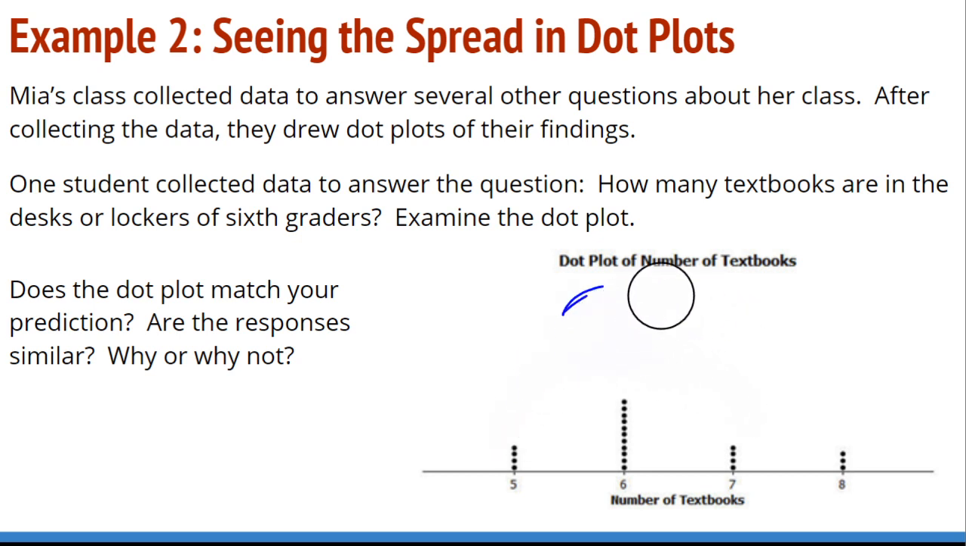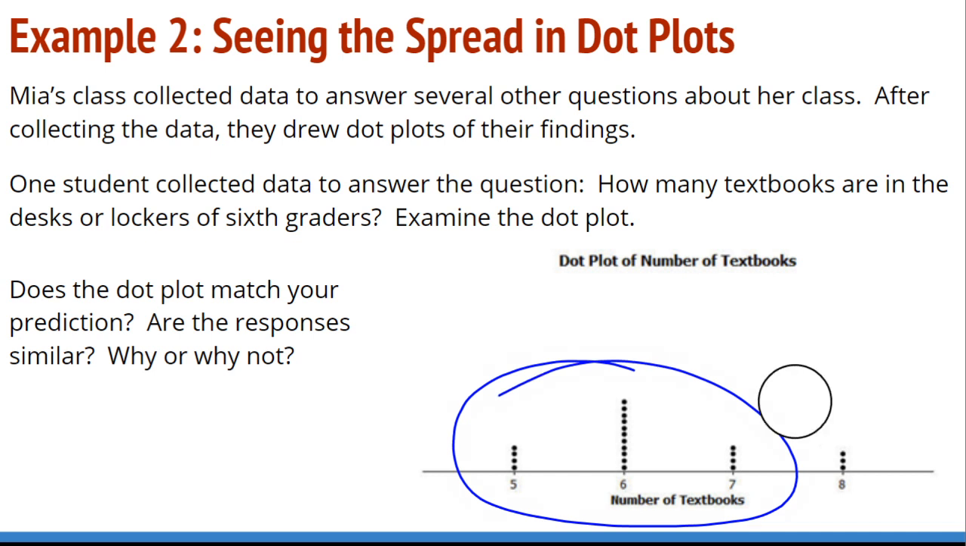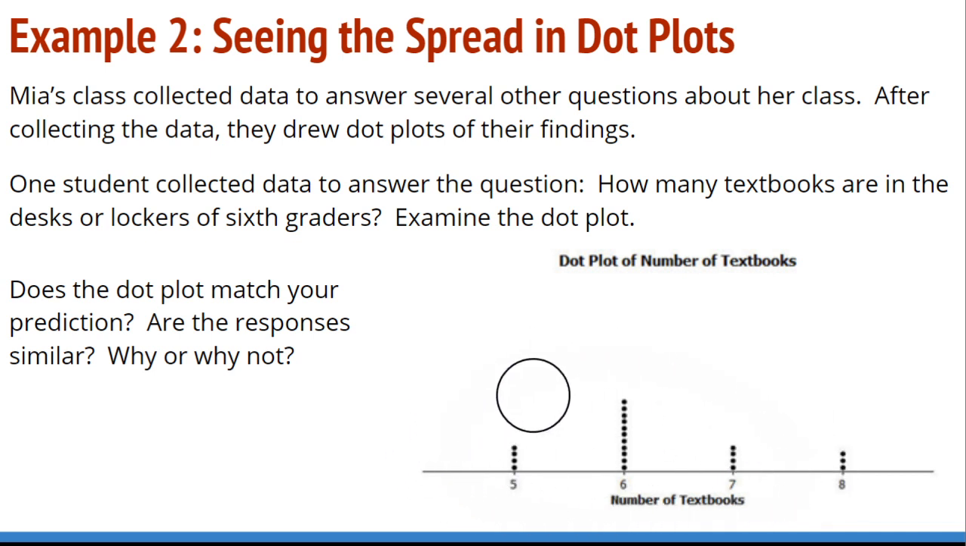I would have been very surprised if most of the kids only had one textbook, because in my head I counted that they'd have probably a reading textbook, a math textbook, a science textbook, a social studies textbook, and then there always seems to be at least one other class that has a textbook. So in my head, 5 to 7 seems to fit pretty well.